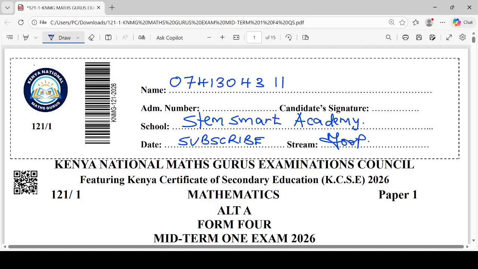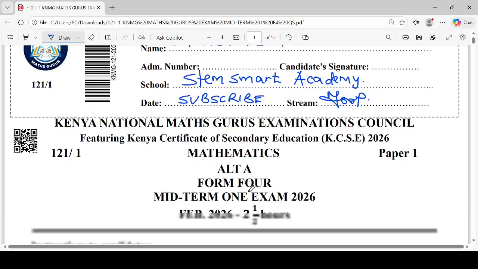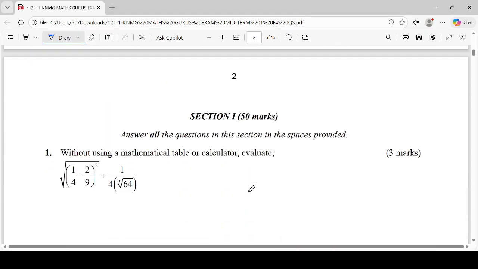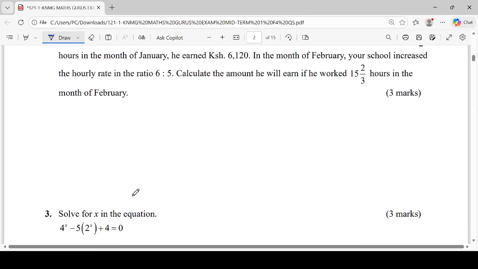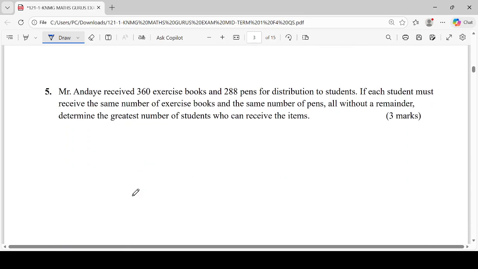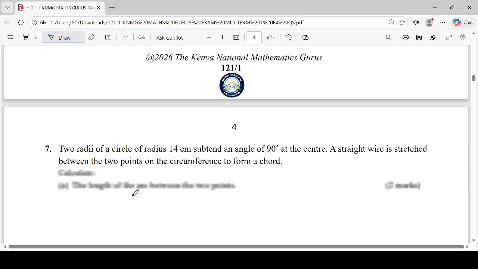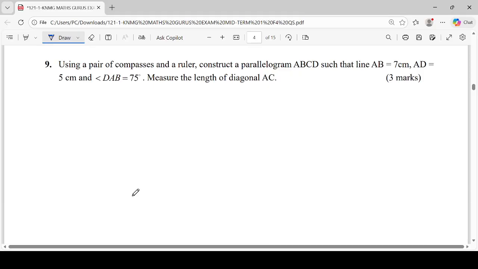So today we are going to discuss the Kenyan National Math Gurus Examination Council Mathematics Paper 1, and we are going to focus on Section 2 of this paper, because we finished discussing Section 1. In case you didn't find time to go through Section 1, it is uploaded on our YouTube channel. Go through it because it's a wonderful question paper. I'm going straight to Section 2 of this paper.